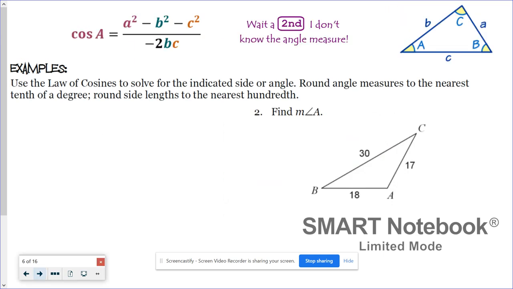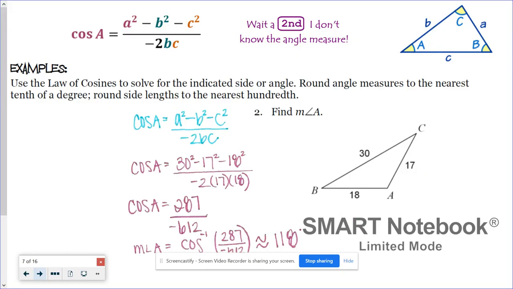Now, using the law of cosines to find an angle measure. I'm going to start by labeling my three sides. Opposite of angle A is side A, opposite of angle B is side B, and opposite of angle C is side C. In problem number 2, they want me to find the measure of angle A, so I'm using my cosine of angle A formula. The first thing you do is substitute what you know into the formula. Naturally, I've already done this.